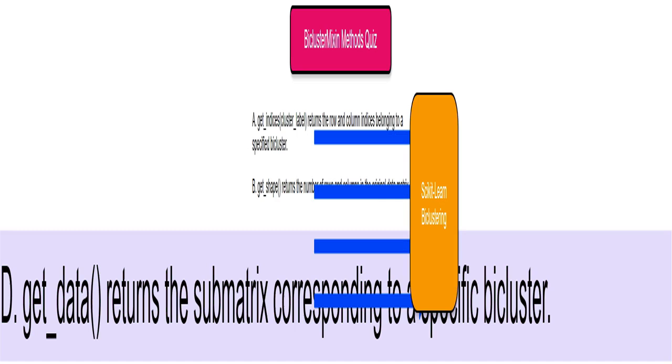This option is incorrect. It typically returns the row indices for a single, specified bicluster, not all of them at once. It's like getting the list of row numbers for one group instead of all groups. This option correctly describes the method. Given a bicluster label, it provides the actual data values, a submatrix or a smaller table, that belong to that specific group. It's like extracting the relevant part of the data for a particular bicluster.